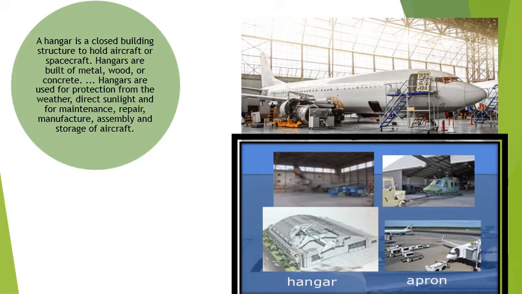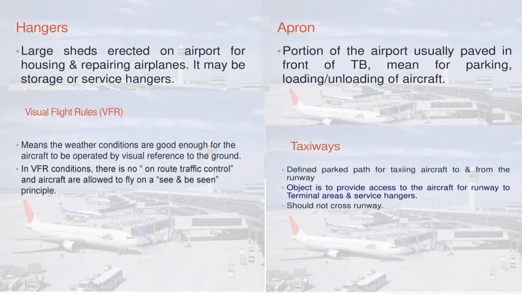how they are storing their airplanes. Then next we have the apron. So the apron is a portion of an airport which is used for parking, loading and unloading of aircraft. So here you can do parking and loading.